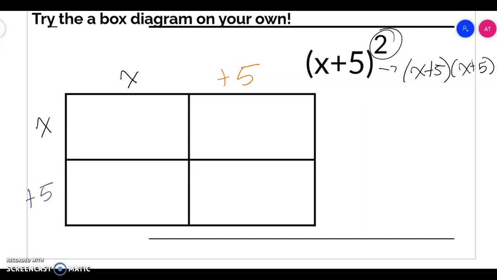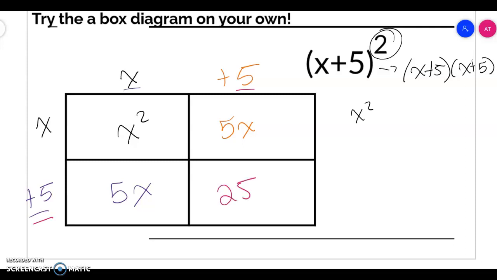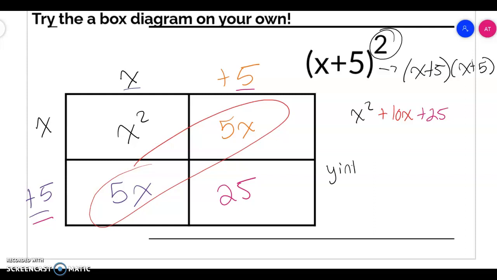And remember, we're multiplying. x times x is going to give me x squared, and 5 times x is going to give me 5x, and x times 5 is going to give me 5x, and 5 times 5 will give me 25. Now I can combine these two 5x's here, and 5x plus 5x is going to give me 10x plus my 25. So I know my y-intercept is going to be 0, 25.